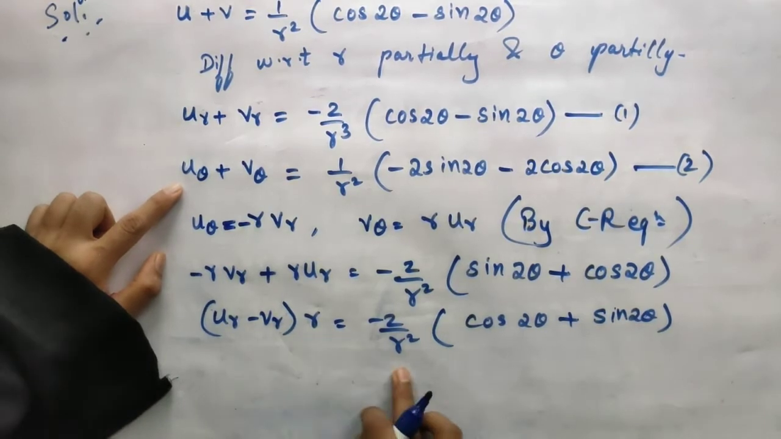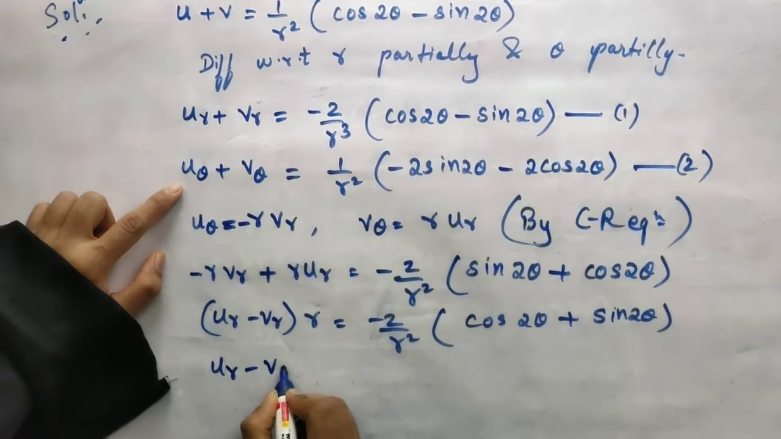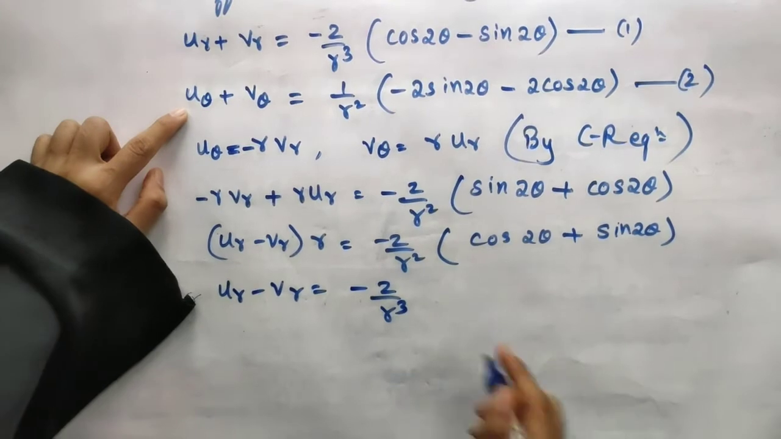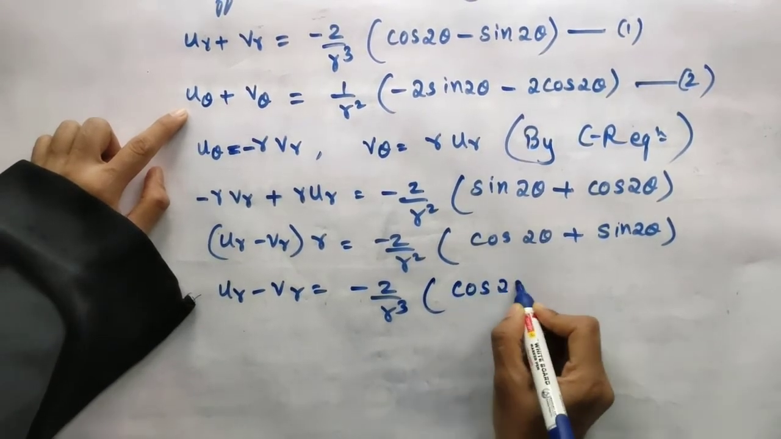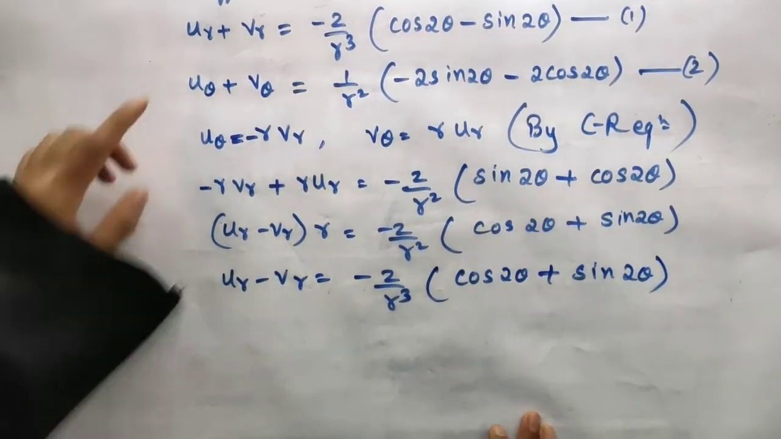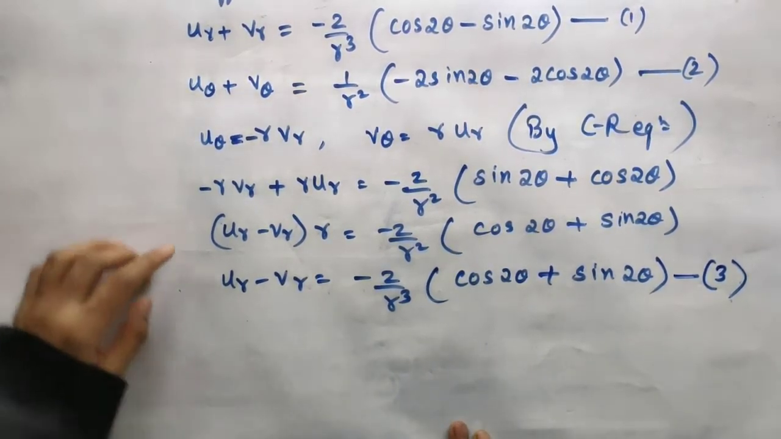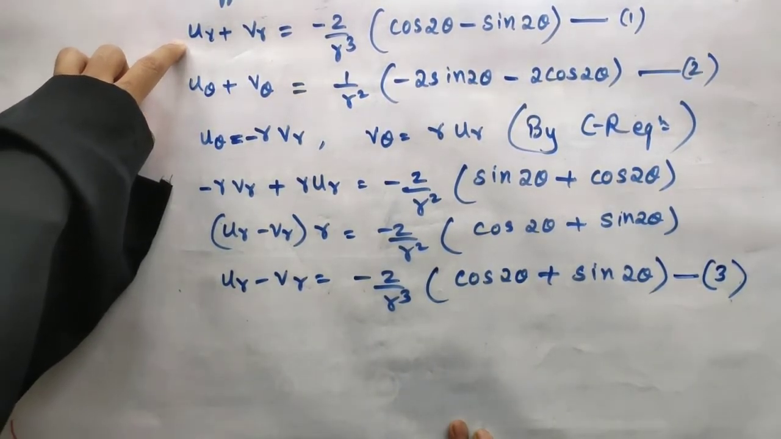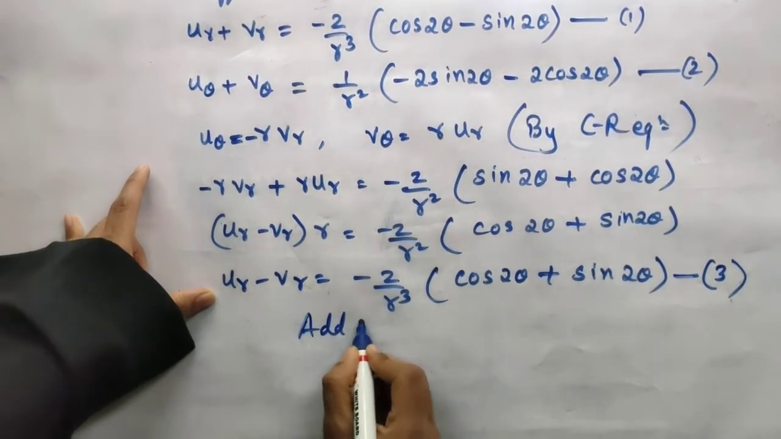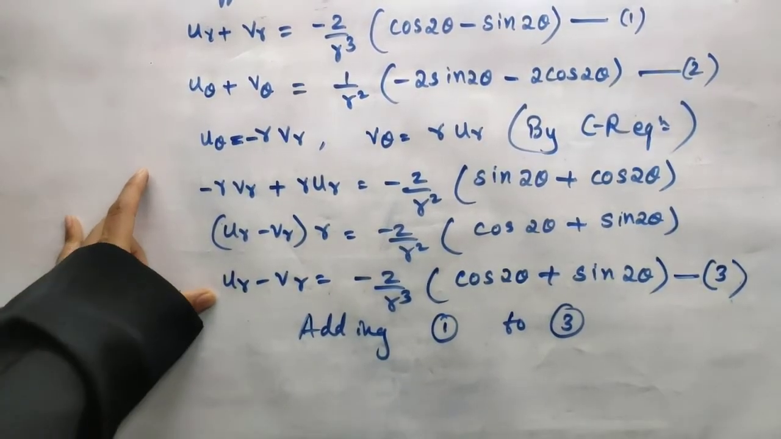Now you can bring it to the right hand side. So you get u_r minus v_r is equal to minus 2 by r cube, dividing it by r, you can say that way as well. You will get it something like this. Now call this equation 3. Now what we will do is we will add equation 1 to equation 3.